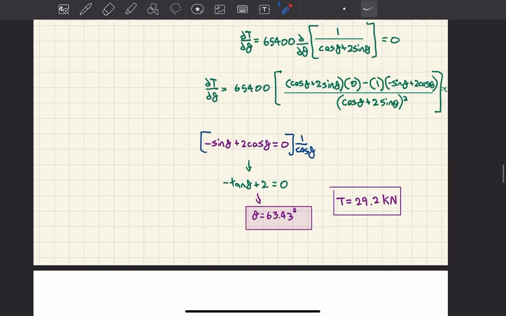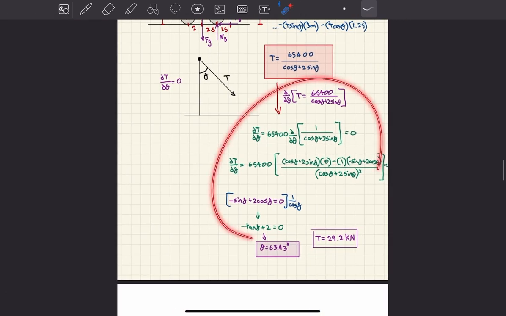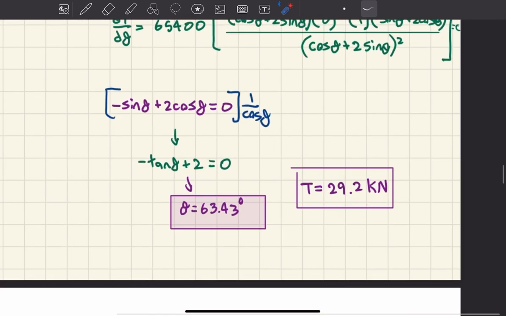That was a bit of a stretch near the end, especially this part, but hopefully that was helpful. These are your answers.